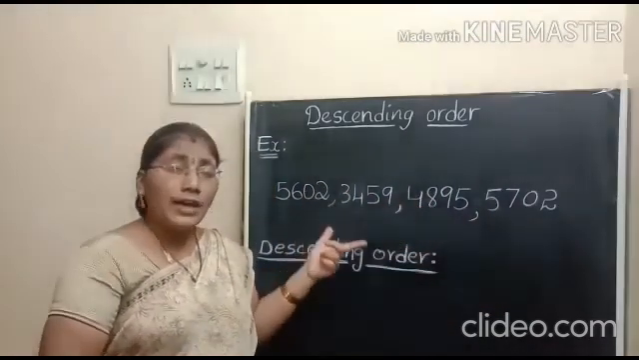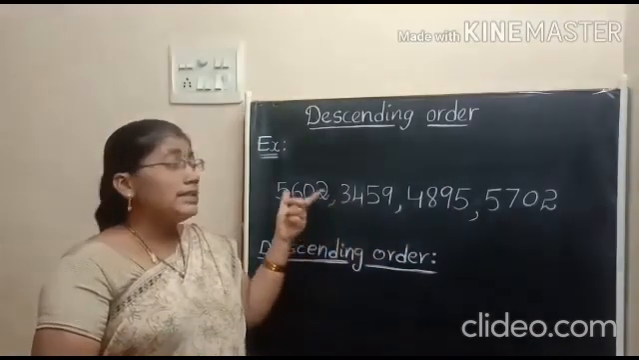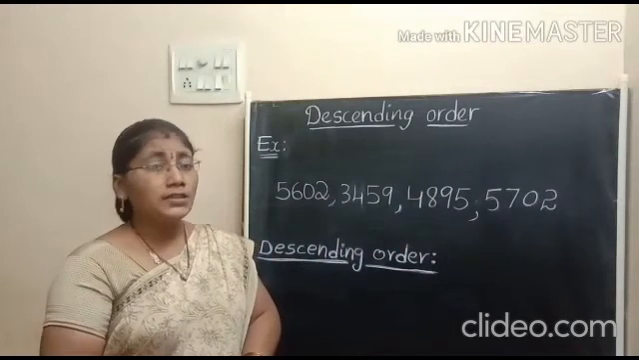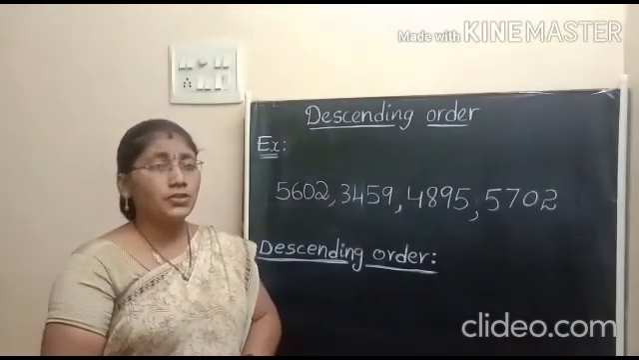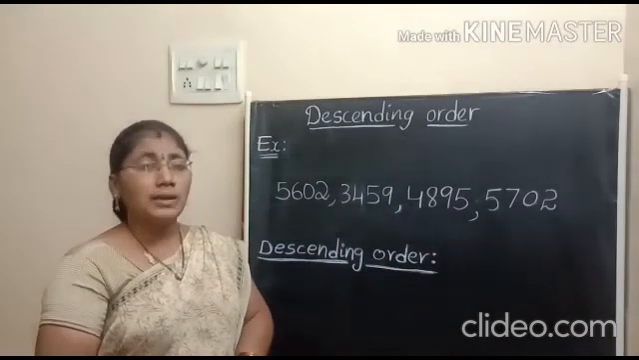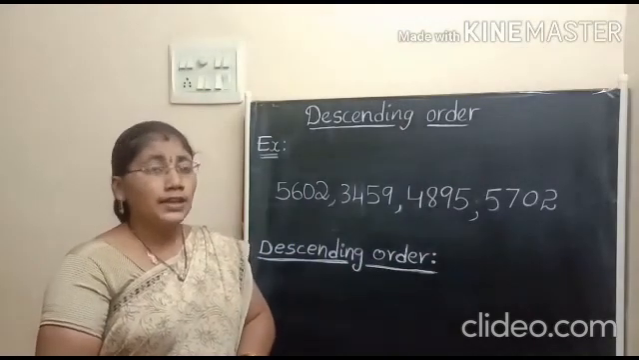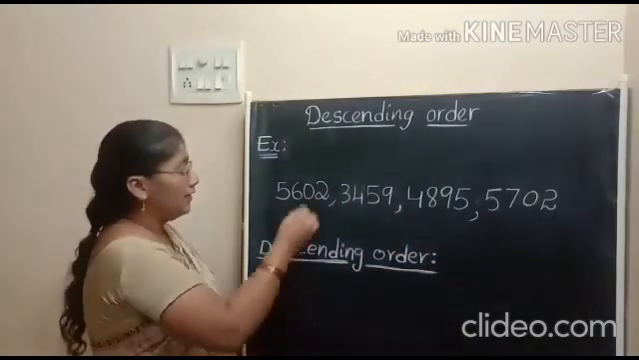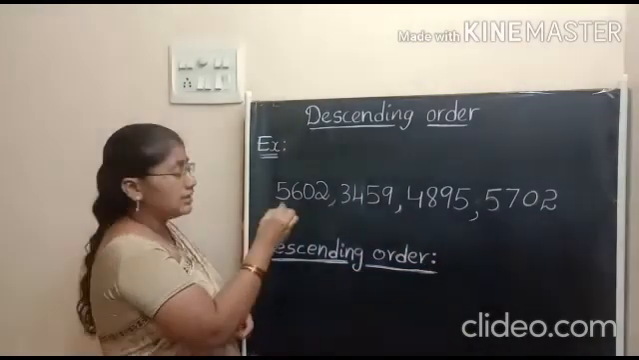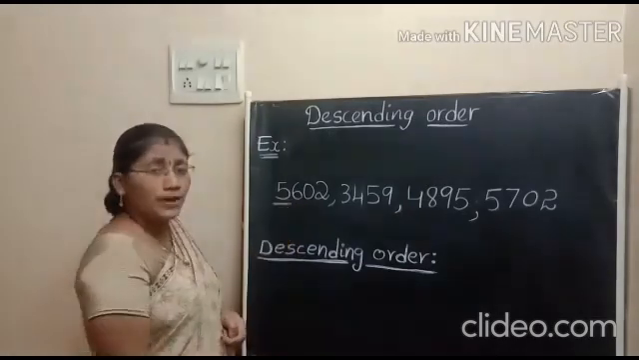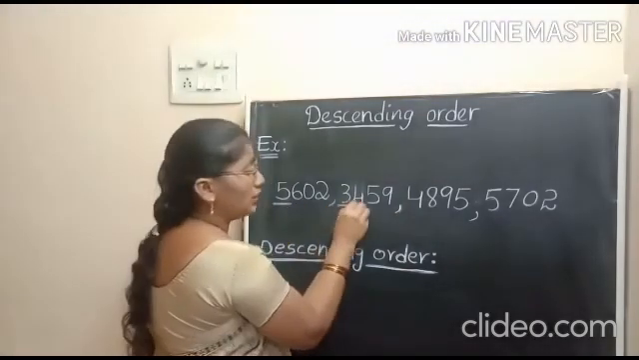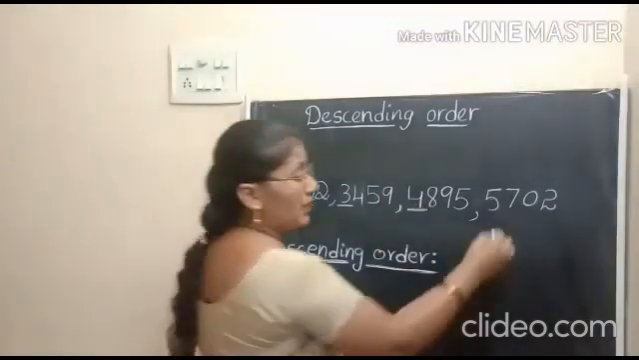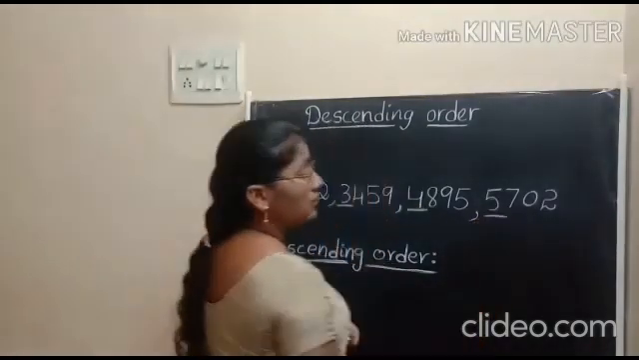So here we have to follow the digit by digit comparison, because we are comparing numbers with the same number of digits. So we should use digit by digit comparison to get the greatest number among these numbers. Okay? Then what is the leftmost digit here? That is 5. And here 3. The leftmost digit in the third number is 4. The leftmost digit in the last number is 5.